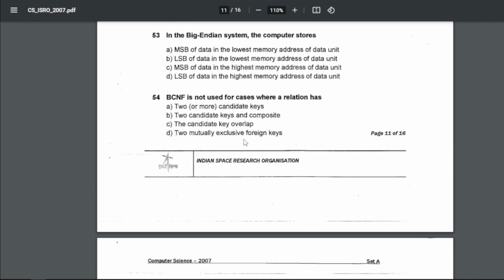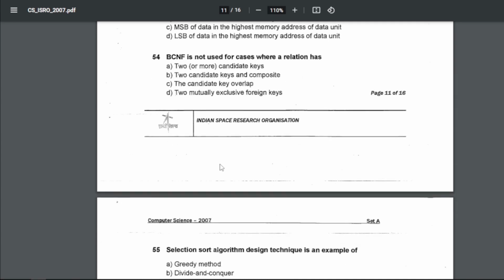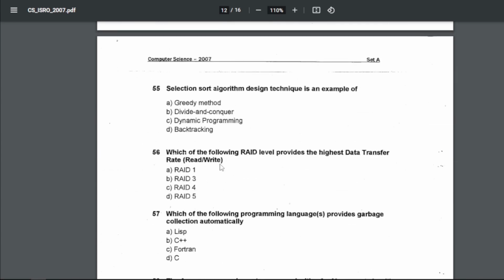54 is BCNF is not used for cases where a relation has D, that is two mutually exclusive foreign keys. So again, BCNF is not used for cases where a relation has two mutually exclusive foreign keys. 55 is selection sort algorithm design technique is an example of this is greedy method, right?